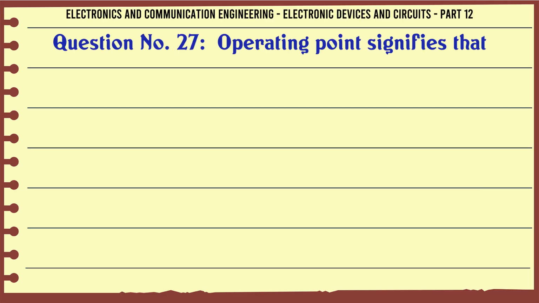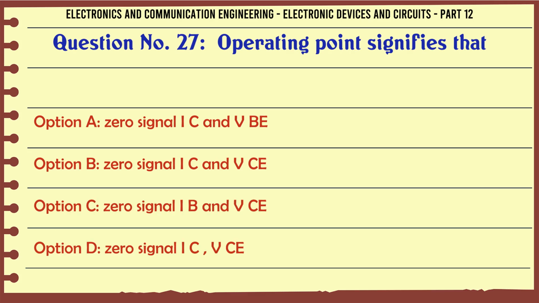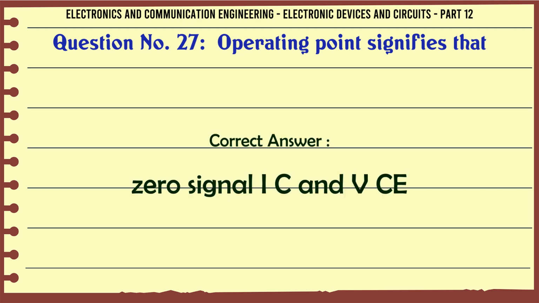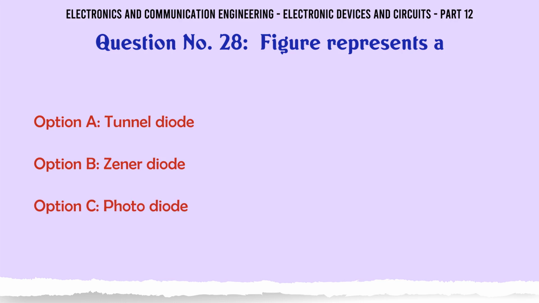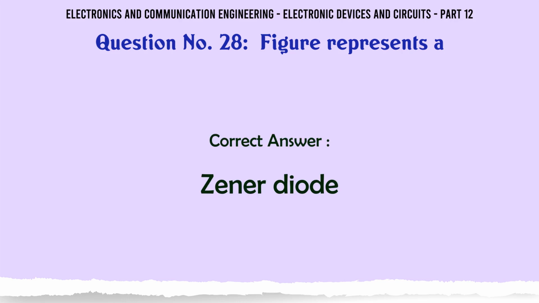Operating point signifies that A) zero signal IC and VBE, B) zero signal IC and VCE, C) zero signal IB and VCE, D) zero signal IC and VCE. The correct answer is zero signal IC and VCE. The figure represents A) a tunnel diode, B) a Zener diode, C) a photodiode, D) a photosensitive diode. The correct answer is Zener diode.